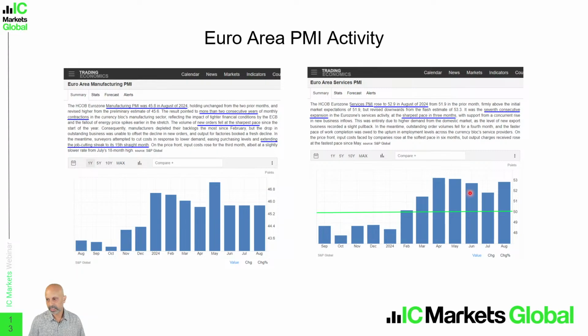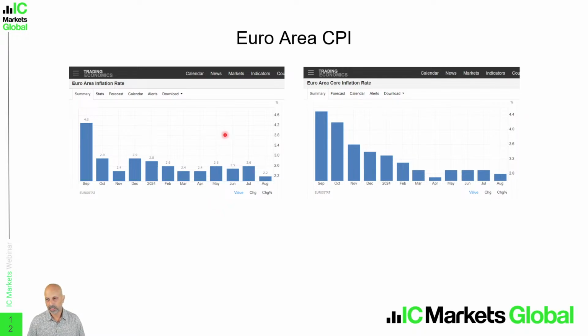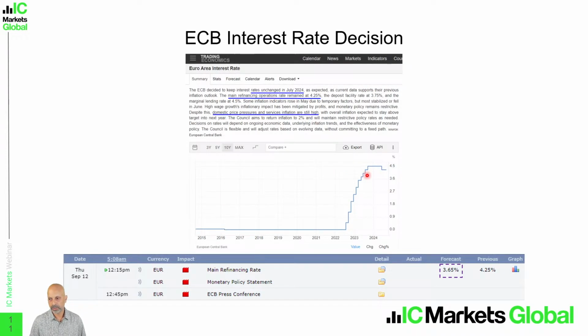Whereas for the services sector, we see it expanding since February, right? A reading over 50 indicates expansion. However, overall PMI activity is pulled down by the manufacturing sector, combined with inflationary pressures dissipating in the EU. We are very likely to see the ECB move forward with a second rate cut in 2024.